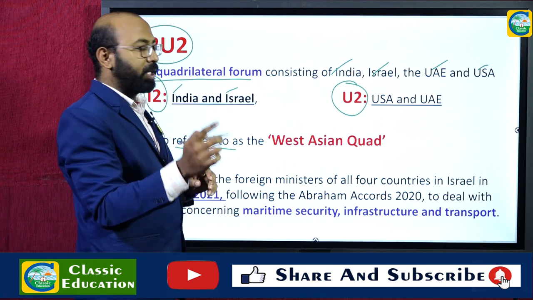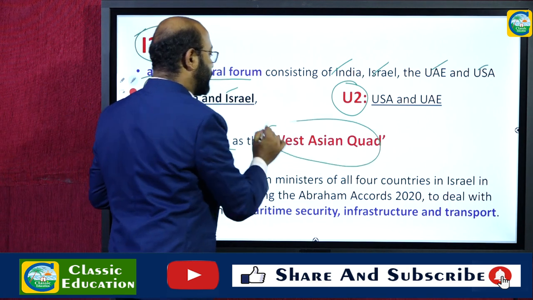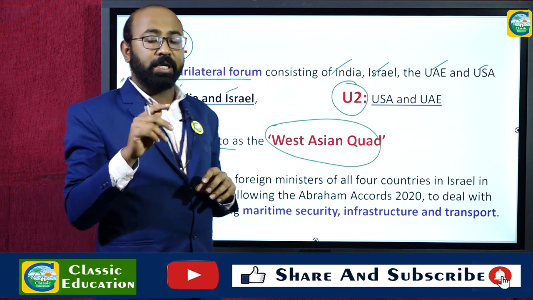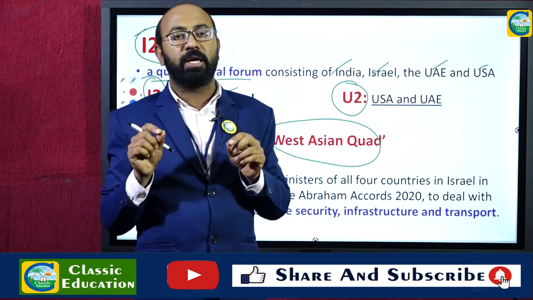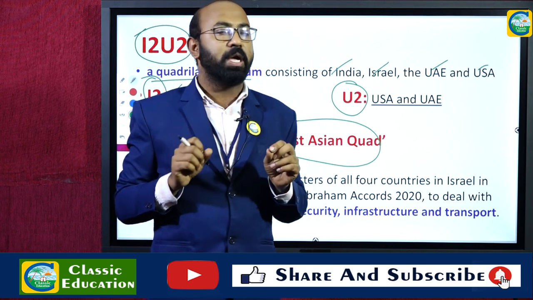This I2U2 grouping is also referred to as the West Asian Quad. There is one more grouping. It is a militarily and strategically very important group called the Quad.